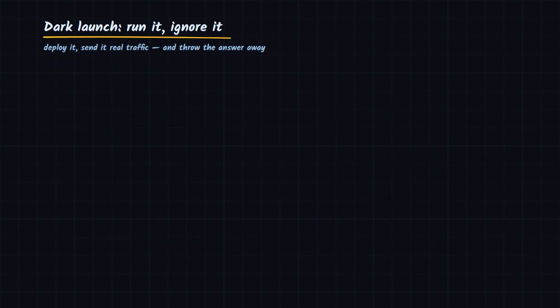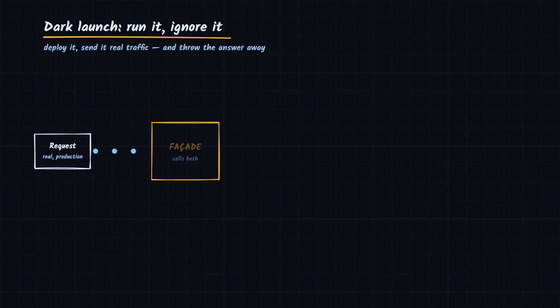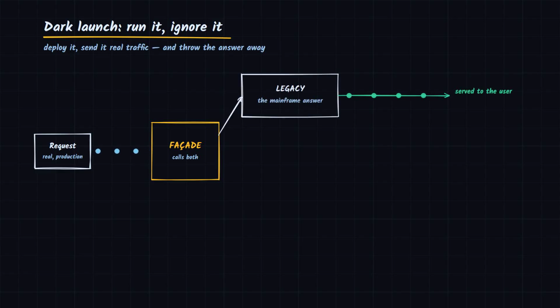First step, and it is free. Deploy the new service and send it real production traffic, but throw the answer away. The facade calls the mainframe, returns the mainframe's answer to the customer as it always has, and also calls the new service and discards what comes back. Nobody is affected. The new service cannot hurt anyone because its output goes nowhere.